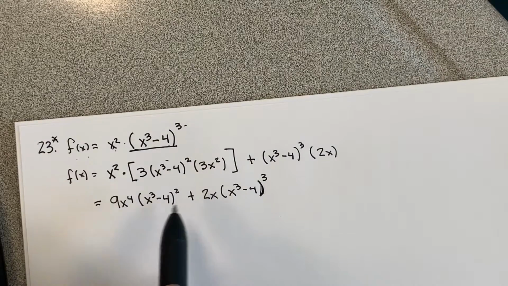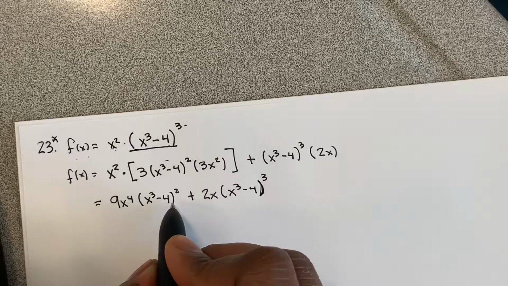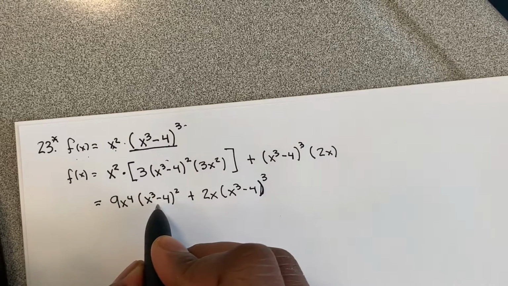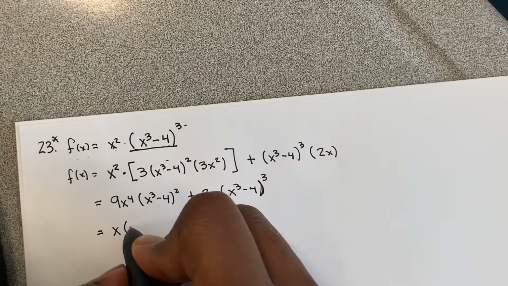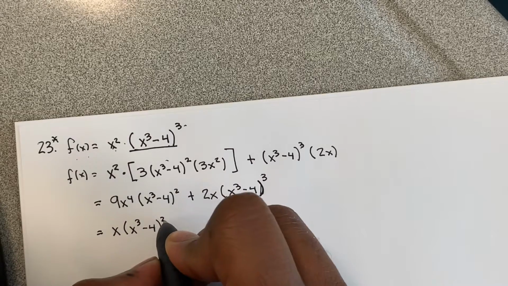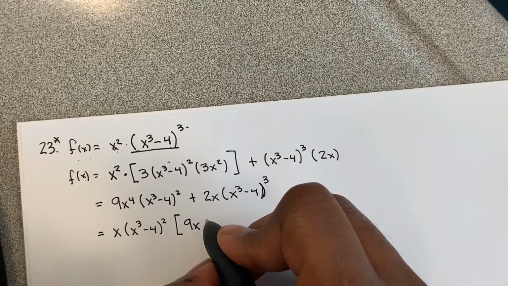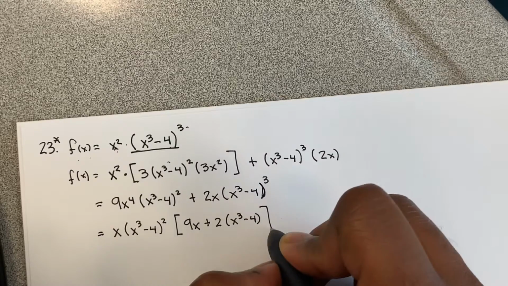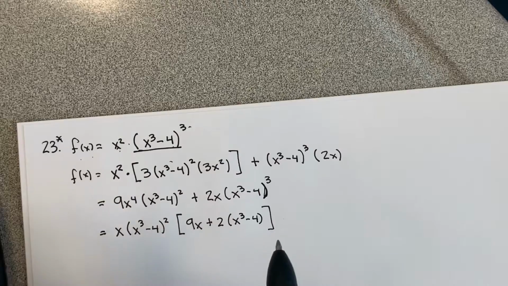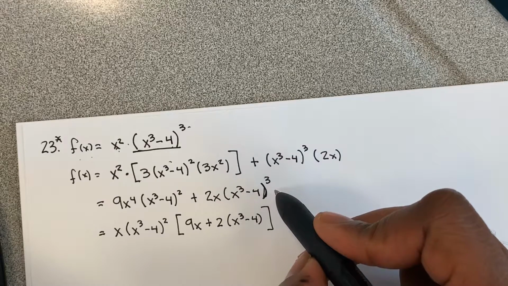So this is a fine answer, but you may come across answers that are fully simplified by taking out a greatest common factor. In that case, they both have an x, and x cubed minus 4 has a power of 2 in common. So if we factor this, we could have x times x cubed minus 4 squared, times 9x plus 2 times x cubed minus 4. We could distribute the 2, but we're going to say that's overkill. So this is a proper final answer, and this is an unsimplified final answer.